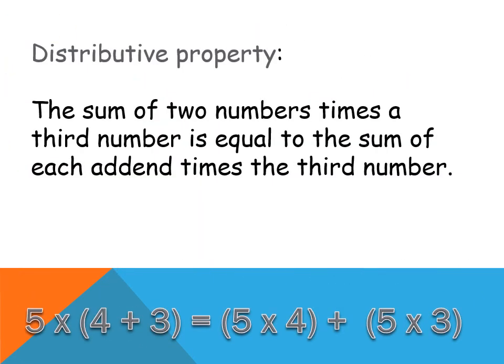Let's move to the last property of multiplication. This is the distributive property. This states that the sum of two numbers times a third number is equal to the sum of each addend times the third number. For example, 5 times 4 plus 3 is just the same as 5 times 4 plus 5 times 3. In this example, we simply distribute 5 to the two addends. 5 multiplied by 4 and 5 multiplied by 3.